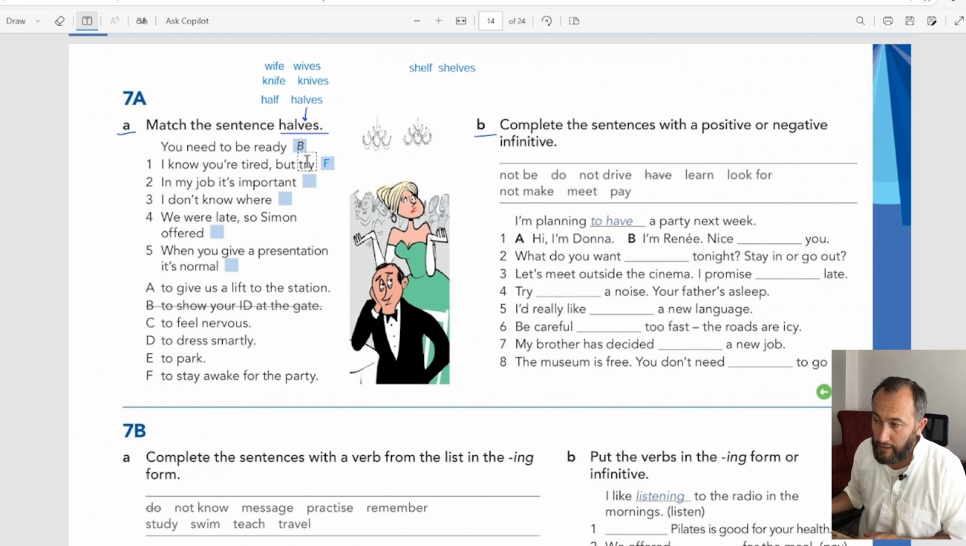After try to stay awake. You see? I mean, it relates to the rules that we just learned. Try. After try, we must use to plus infinitive. Right. In my job, it's important. It's important to dress smartly. D. So we're going to put here D.